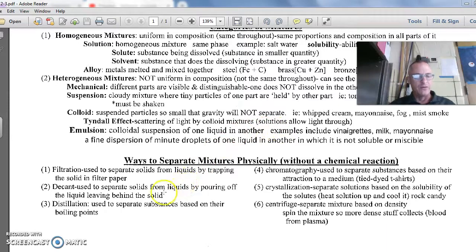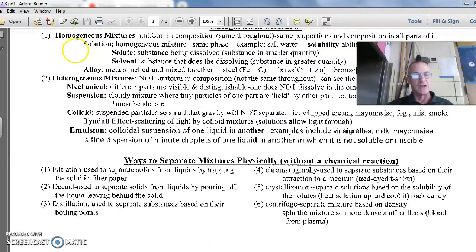One of the most common ways of separating mixtures, especially in chemistry, is the use of filtration. Many of you are familiar with filtration. That is very useful at separating solids that are within liquids. And you trap the solid in a filter paper, and then the liquid goes through the filter paper. As mentioned, filtration is useful for separating mechanical mixtures and suspensions. Filtration does not work for colloidal mixtures because the particles are so small they go right through the filter paper.